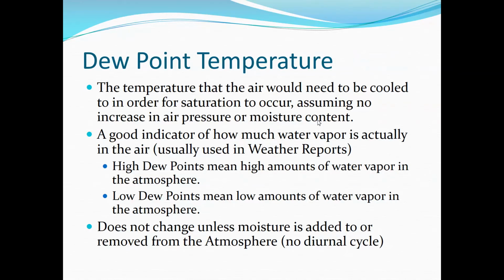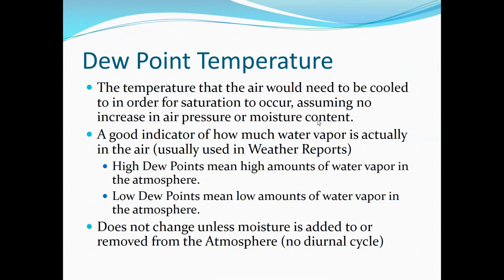Now, the last thing I'm going to talk about in this lecture is dew point temperature. Write this down in your notebook or on your notes or anything that you have next to you. Dew point temperature is not air temperature. They are two different things. Let's talk about how they're different. Air temperature is the current temperature of the air. Dew point temperature is the temperature that the air would need to be cooled to in order for relative humidity to reach 100%.